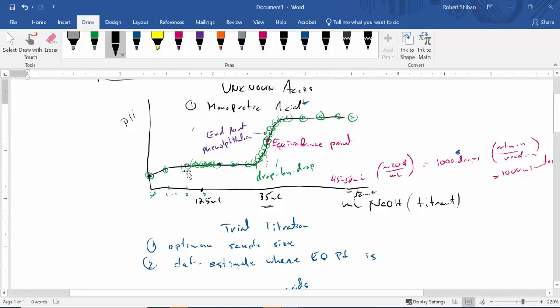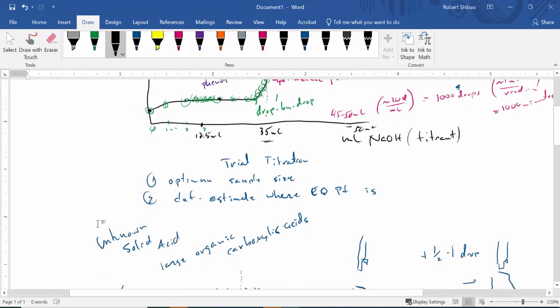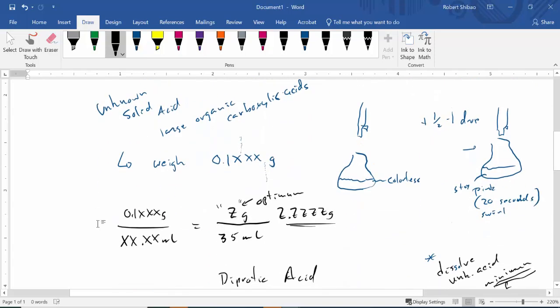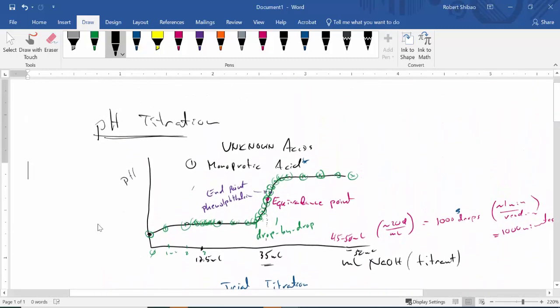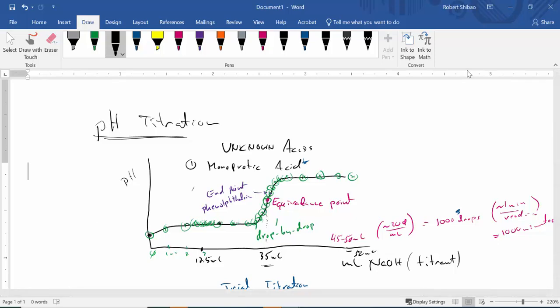Okay, so hopefully the trial titration, which is pretty important, goes well, that it's right on 35. But it's hard, because for some of you, we have to think about relative error. Why do we want so many milliliters here?